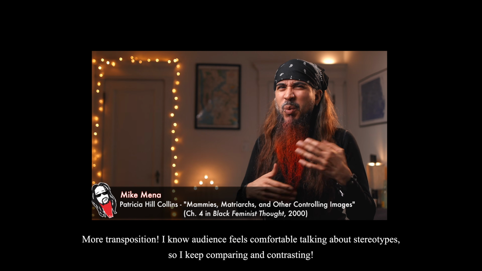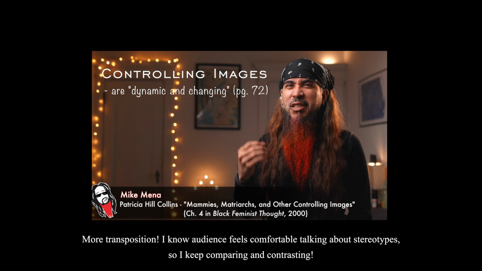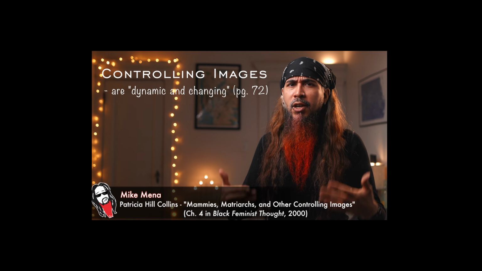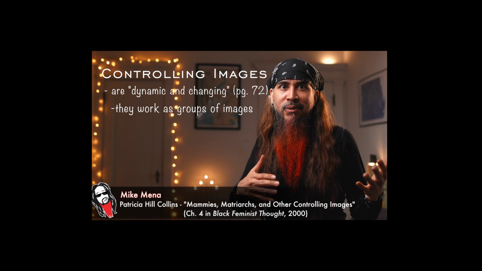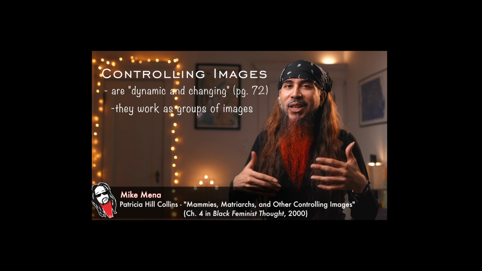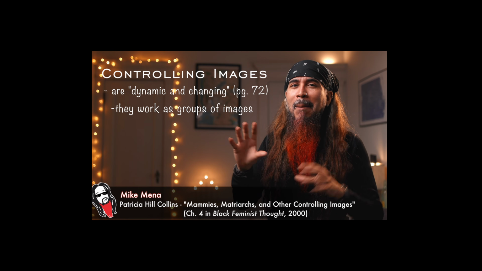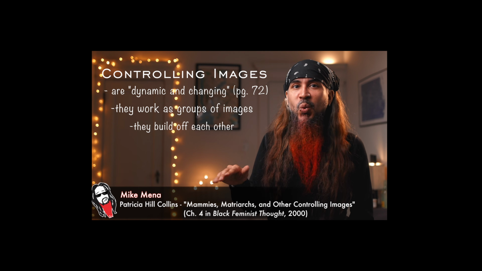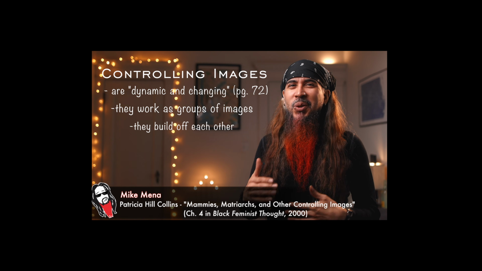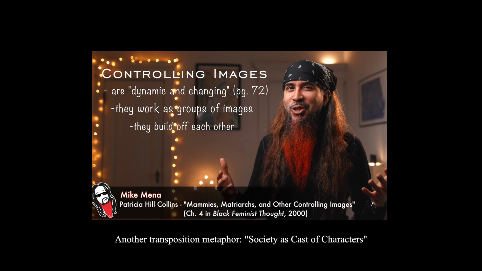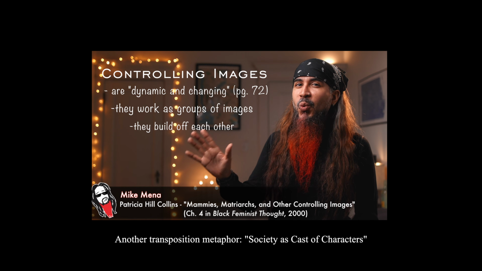Another difference might be that when we think of stereotypes, we think of them one at a time. But when Collins talks about controlling images, they never work alone, but as constellations of images, or groups of images that work together, which makes them all the more pervasive because of their expansive reach. And a lot of times their power is magnified by how they build off each other, or reinforce one another. So while we tend to think of stereotypes as being about one type of person, controlling images work more like a cast of characters in a play. When you've got one controlling image, you've also got a bunch more working in the background.